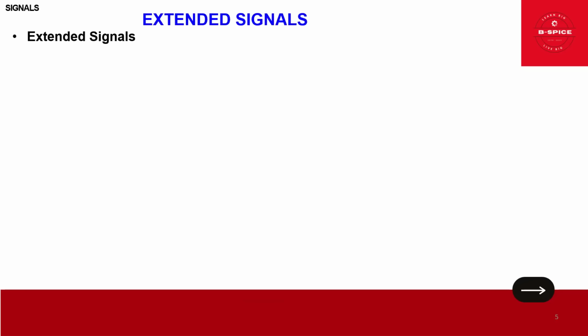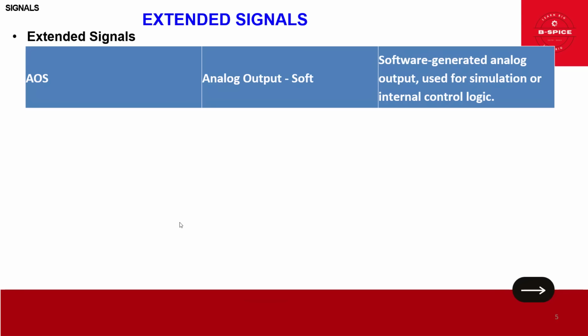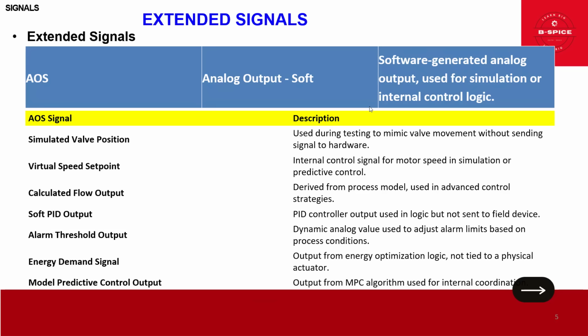Now we go into analog output soft. This is again a software-generated analog output used for simulation or internal control logic. It only changes the analog output in software. So what are all the signals? Simulated valve position. See, this is used during testing to mimic valve movement without sending a signal to the hardware. We don't have to move or operate the valve. So this is used during testing to mimic the valve movement.